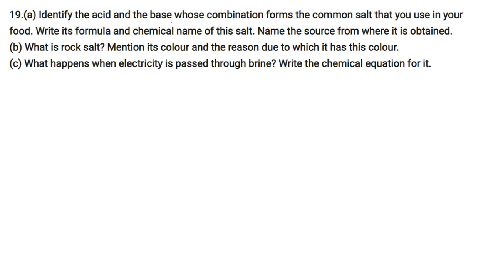Identify the acid and the base whose combination forms the common salt that you use in your food. Write the formula and chemical name of the salt, name the source from where it is obtained. What is rock salt? Mention its color and reason due to which it has this color. What happens when the electricity is passed through the brine? Brine is simply a solution with NaCl, sodium chloride. Write the chemical equation for it.